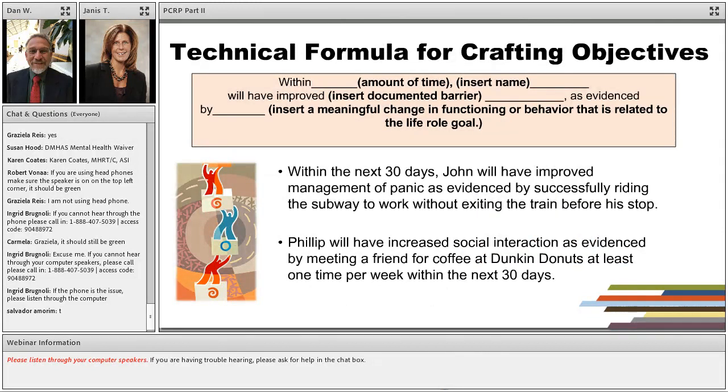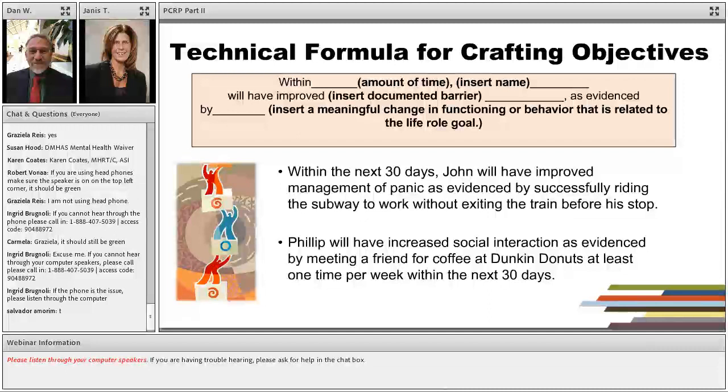So here's a quick formula that we often encourage folks to use when they're getting comfortable with required elements. Within a certain amount of time, the individual is going to have improvement in this particular barrier as evidenced by what concrete change in functioning, change in behavior, or change in status that's meaningful for the person.